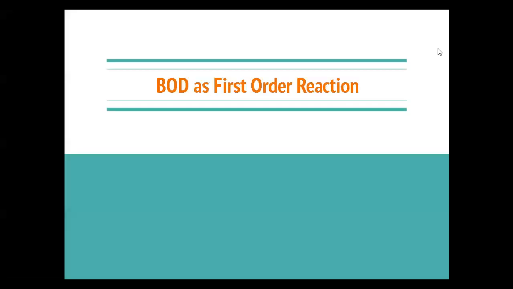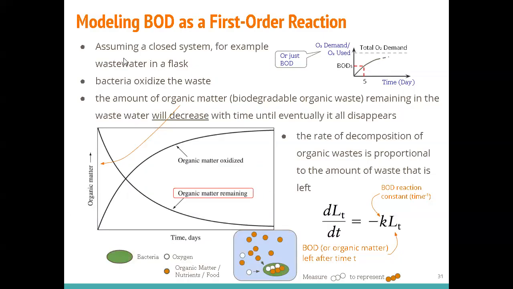Okay, let's continue. So next, we would study more about the biochemical oxygen demand. So assuming we have a closed system, which means that it doesn't interact with the environment. For example, the wastewater in a flask, the bacteria will oxidize the waste, right? That means that there is a change of the organic matter remaining over time, right? If your bacteria keep eating your organic matter, the organic matter is the food.